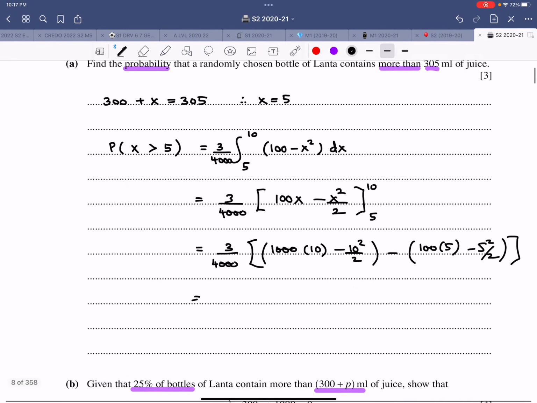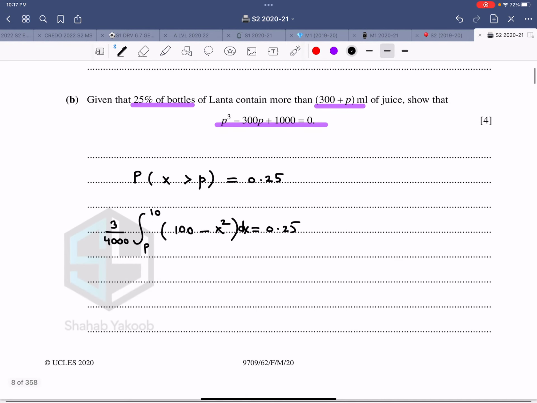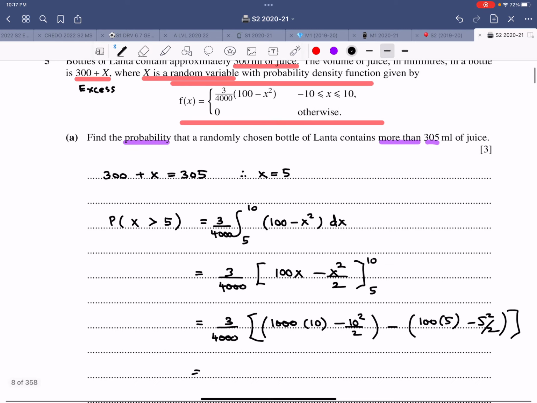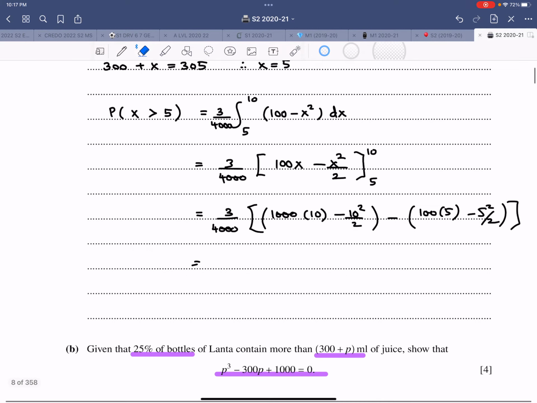Have I written a dx at the top? Yes, I have. So that's 3 over 4000. And this is 100x minus x cube over 3. Was it x or x square? This was x square, so a small mistake over here. So therefore this is x cube over 3, 10 cube over 3, 5 cube over 3. So that's how it is.